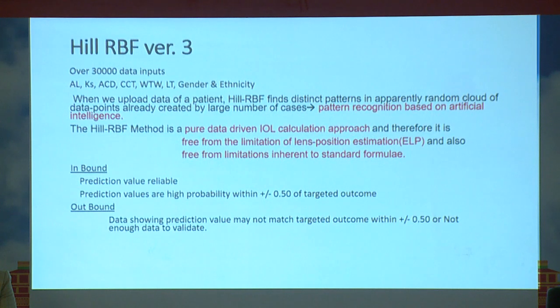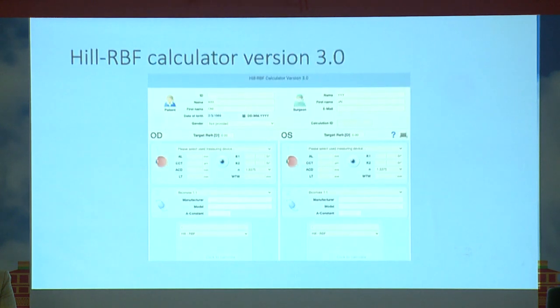Now Hill RBF is an artificial intelligence based formula. It is pattern recognition based artificial intelligence. It is purely data driven and free from the limitation of expected lens position and free from the limitation of inherent standard. So it is better than other regression formulas. This is the interface of the Hill RBF formula.